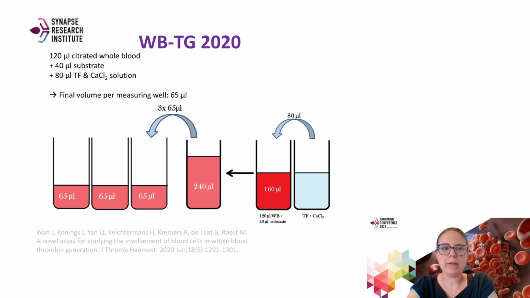So what we do is we mix citrated whole blood with the substrate and a trigger mix containing tissue factor and calcium. And after vigorously mixing the whole blood with these reagents, we transfer the blood into the measurement plate. And then fluorescence is continuously measured, comparable to the CAT assay in platelet pool plasma. And this assay was published last year in JTH.